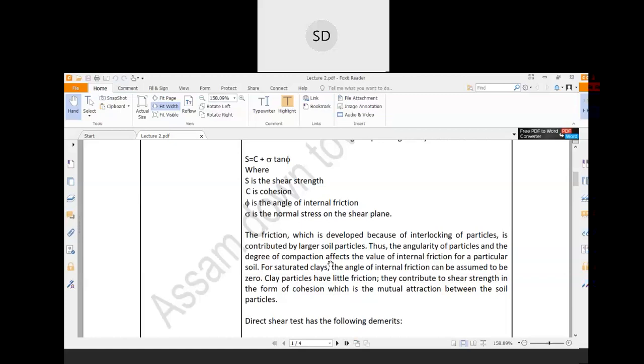Now, for saturated clay, the angle of internal friction can be assumed to be 0. For saturated clay, it is assumed that the clay particles are very fine and there would be no friction between the particles. Therefore, the angle of internal friction is considered 0 for saturated clay particles.